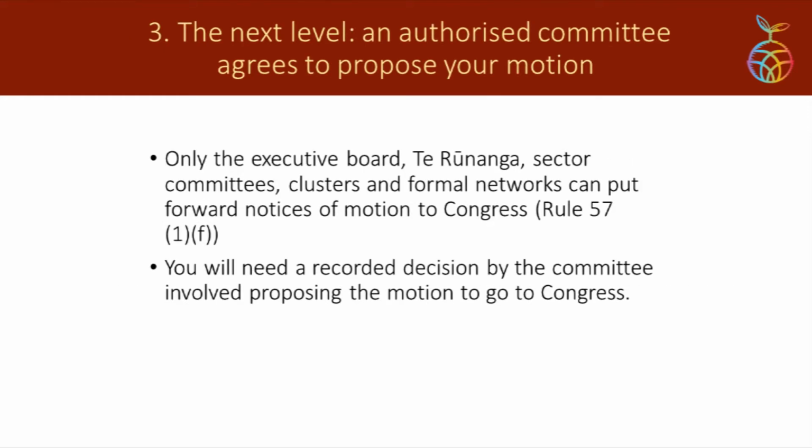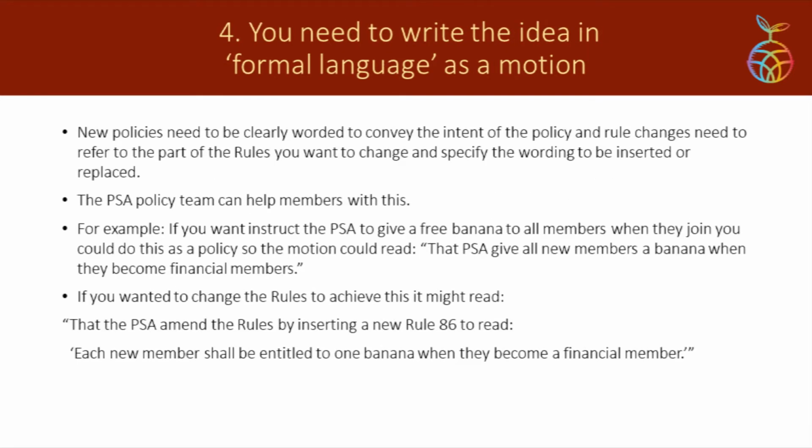Once you've got the decision paper, you need people to approve it so you can take it to Congress. This can be done via te runanga, sector committees, and formal networks. They then vote on it, and if approved, your motion moves forward. Now, you might think that you've got it sorted. However, this is an important bit.